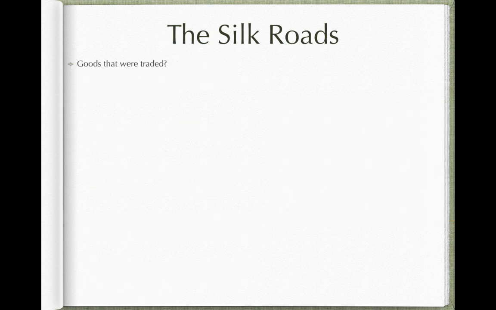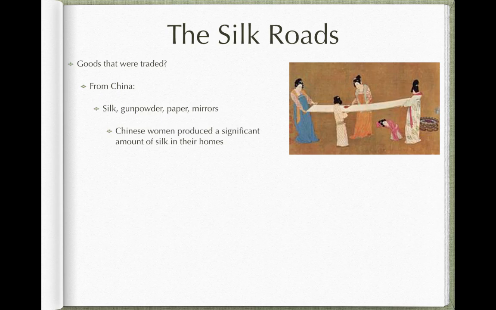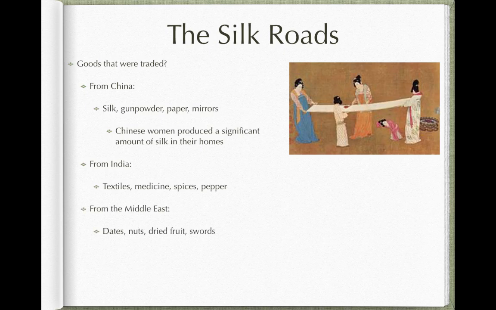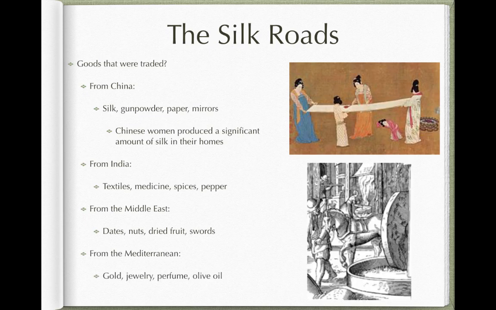So what were goods that were traded? You should be able to identify and describe goods from different regions. From China, we have silk, gunpowder, paper, and mirrors. Chinese women produced a significant amount of silk in their homes. From India, we have textiles, medicine, spices, and pepper. And from the Middle East, we have dates, nuts, dried fruit, and swords. And the Mediterranean has gold, jewelry, perfume, and olive oil. And disease will also spread along the Silk Roads, including the bubonic plague.